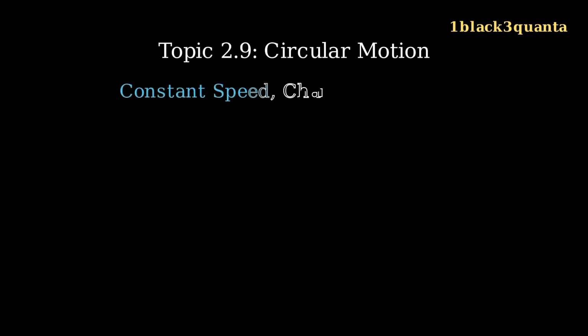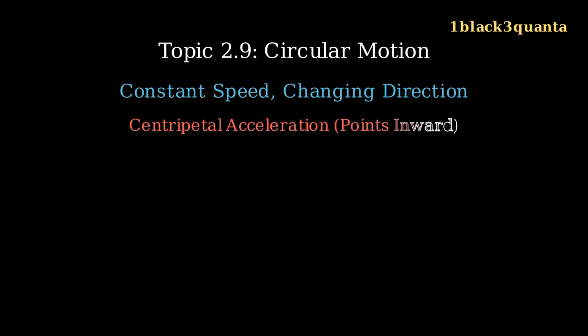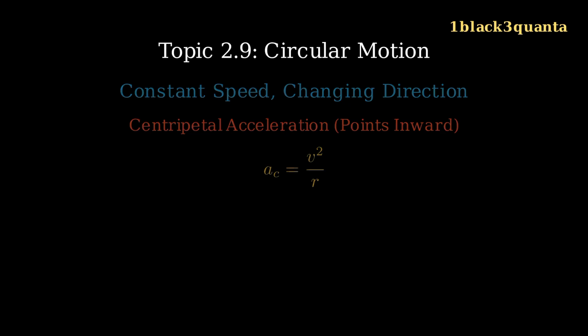Topic 2.9 concludes this unit with circular motion. When an object moves in a circular path at a constant speed, its direction is constantly changing. A change in direction means a change in velocity. Because the velocity is changing, the object is accelerating. This is called centripetal acceleration, and it always points directly toward the center of the circular path.